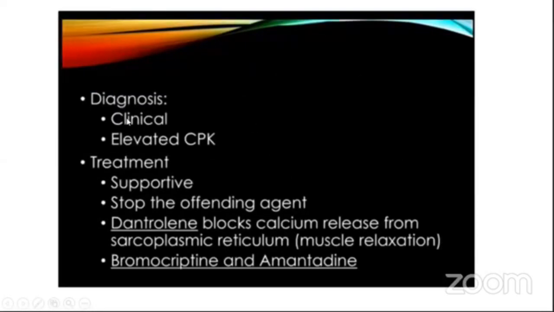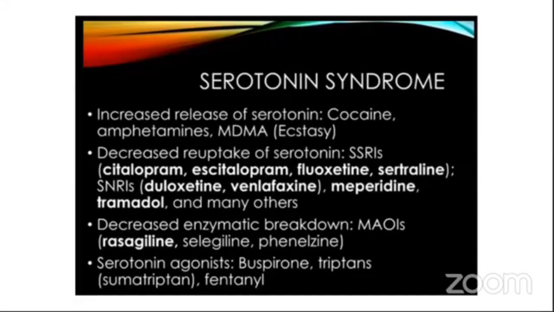It is diagnosed clinically, and there is also a raised CPK level, and it is treated by supportive treatment, stopping all the offending agents. Dantrolene is a very effective drug that blocks the calcium release from the sarcoplasmic reticulum, and thereby causes muscle relaxation. Bromocriptine is a dopamine agonist drug. It is not used in Parkinson disease, but it is used in case of neuroleptic malignant syndrome. Sometimes amantadine, also a drug for Parkinson disease, helps in neuroleptic malignant syndrome.